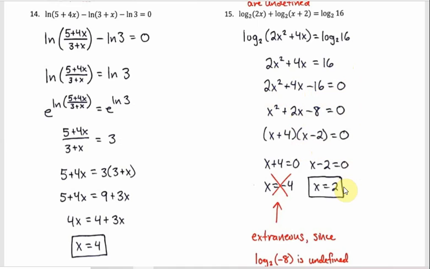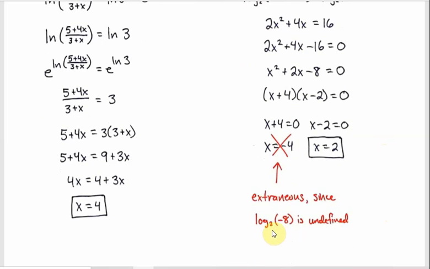2 ends up being okay, because if you sub that in up here, this is the log of 4. This is also the log of 4. Okay, log of 4 is a defined thing. You can take the log of a positive number. But negative 4 causes trouble, right? Because here you'd have the log of negative 8. Here you'd have the log of negative 2. So that's an extraneous solution.